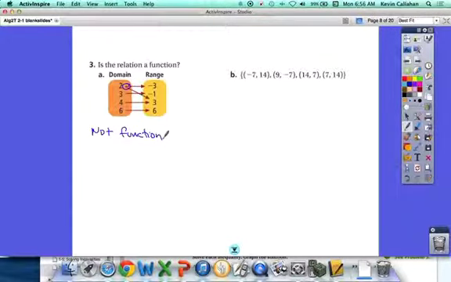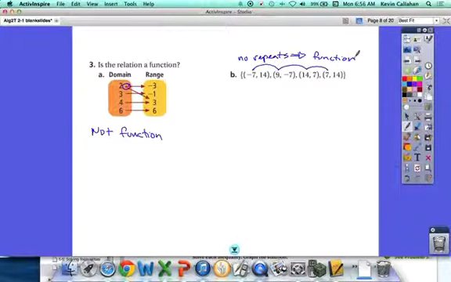Then we come over to the set of ordered pairs. Do you see any repeats in the x-coordinates? And the answer is no. The x-coordinates, -7, 9, 14, and 7, no repeats. Therefore, function.